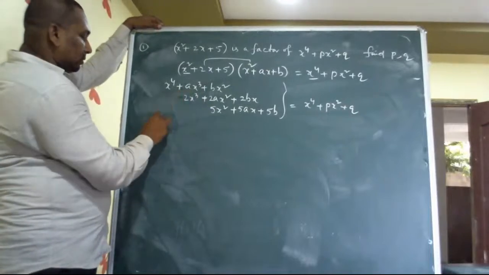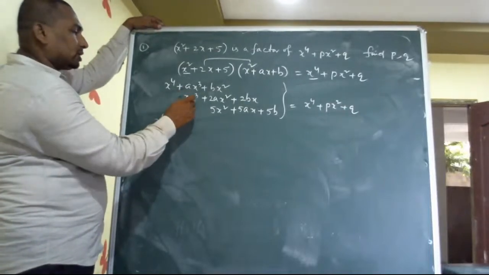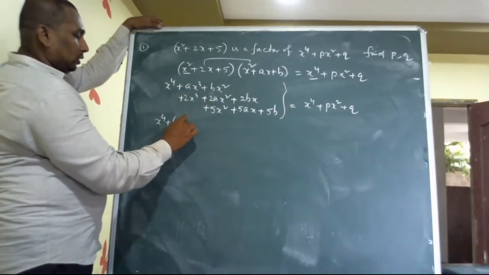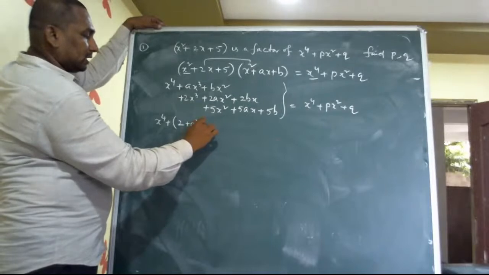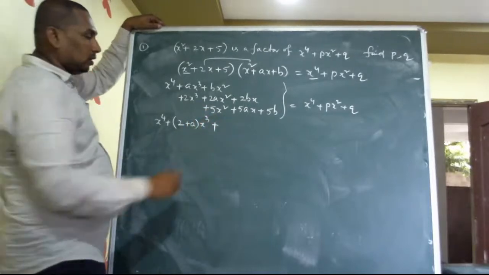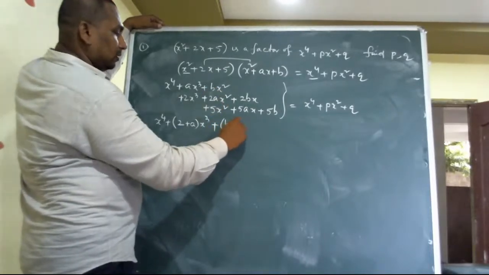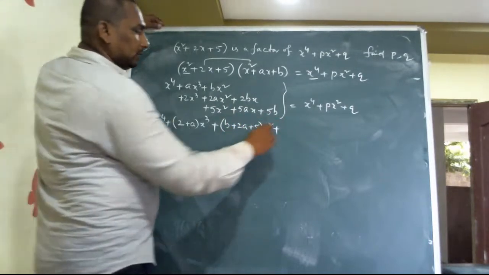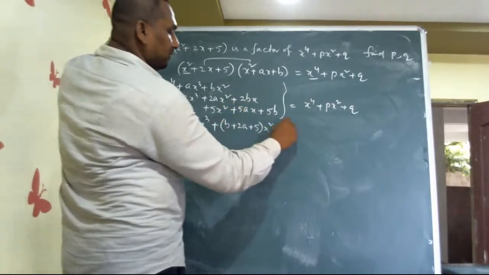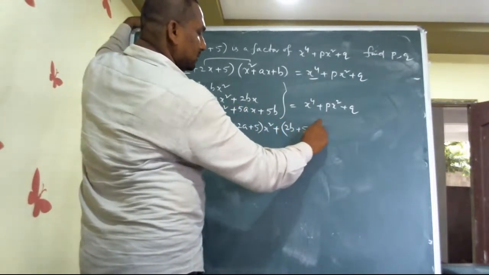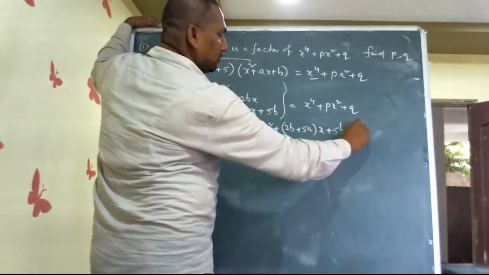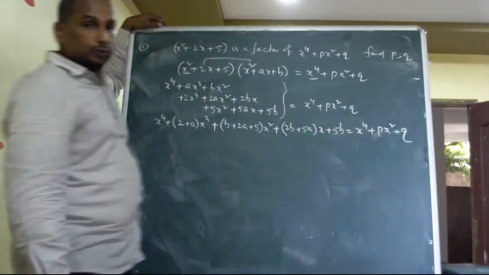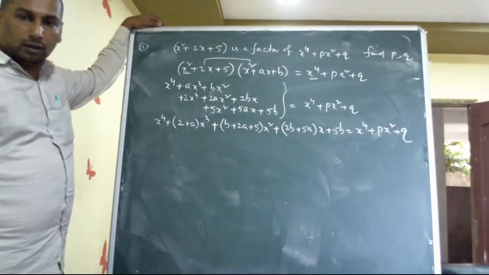Now take common. x power 4 plus, how many x cubes are there here? a plus 2. So (a plus 2) x cube plus, how many x squares are there here? (b plus 2a plus 5) x square plus, how many times x? 2b times plus 5a times, so (2b plus 5a) times x plus 5b is equal to x power 4 plus px square plus q. Right?